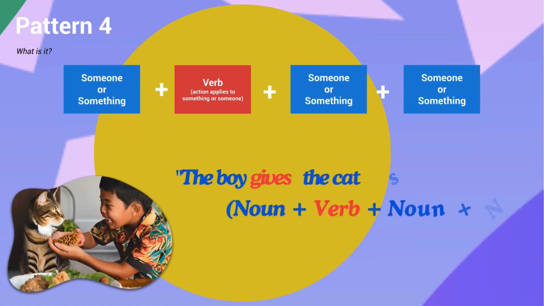Pattern number 4 is blue, red, blue, and blue. For example, the boy gives the cat some food. Noun plus verb plus noun plus noun.